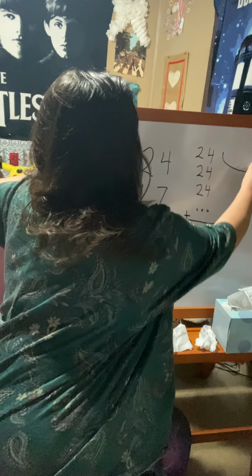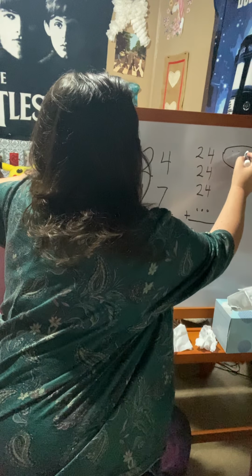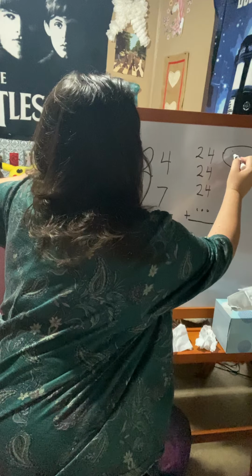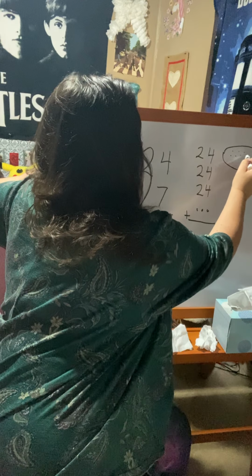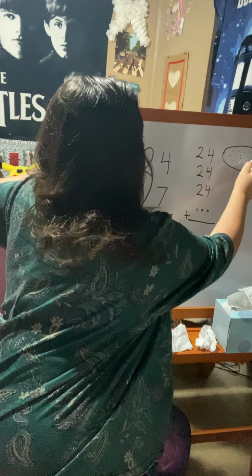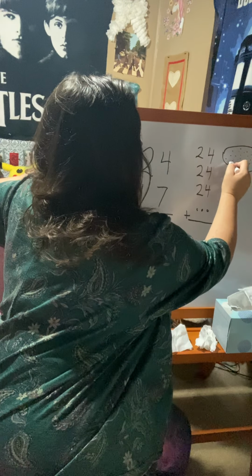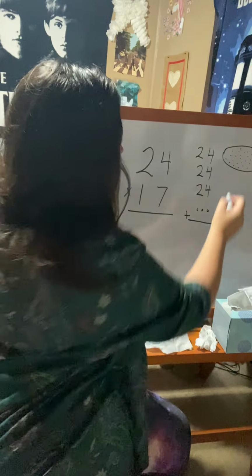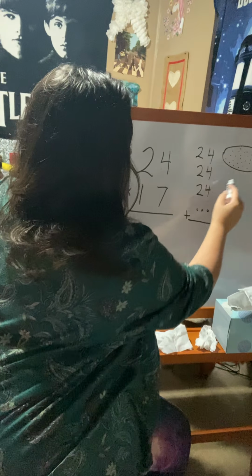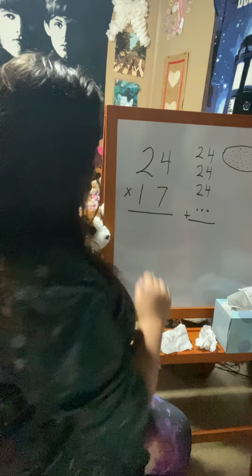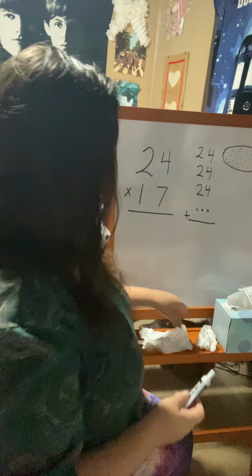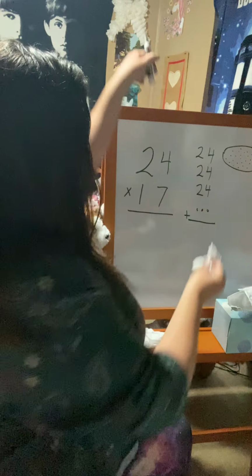And 24 is 24, like there's 24 little dots in there. 1, 2, 3, 4, 5, 6, 7, 8, 9, 10, 11, 12, 13, 14, 15, 16, 17, 18, 19, 20, 21, 22, 23, 24. And then adding another 24 and another 24, 17 whole times. That's a lot. So that's why we do multiplication.